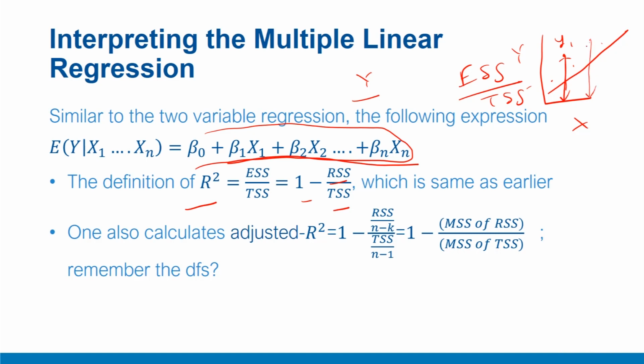Sum of squares of these total yi's will be total sum of squares. However, this much part is explained. This much part is the explained part. So the squares of these distances would be the explained sum of squares, and this is the unexplained part. These are the error terms. So this is the unexplained or residual sum of squares.